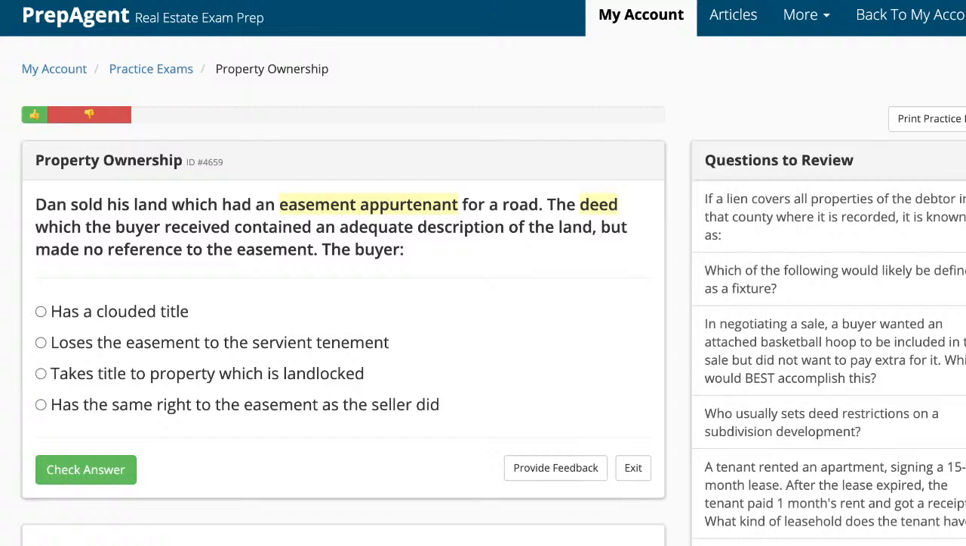Okay, Dan sold his land, which had an easement appurtenant for a road. The deed which the buyer received contained an adequate description of the land, but made no reference to the easement. The buyer, A, has a cloud on title. B, loses the easement to the servient tenement. C, takes title to property which is landlocked. D, has the same right to the easement as the seller did.